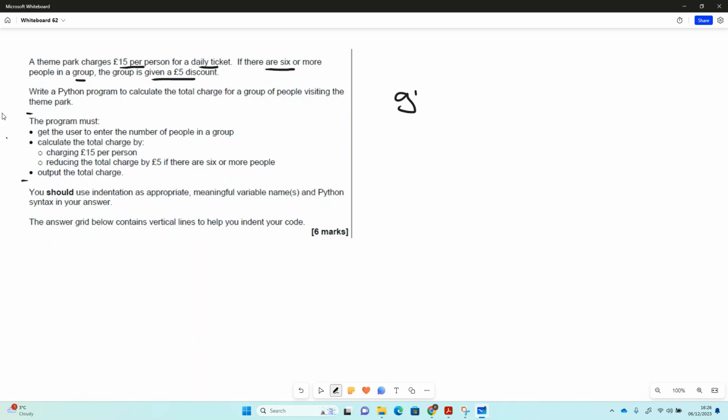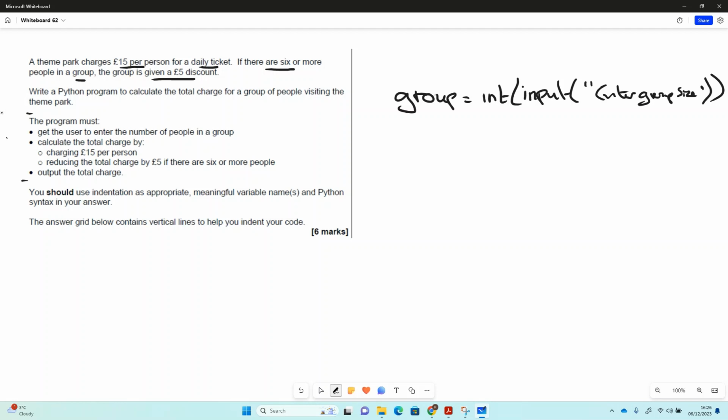So let's say group. It's going to be a whole number. Into group size. Something like that. So we've got the group and it's in there as an integer.